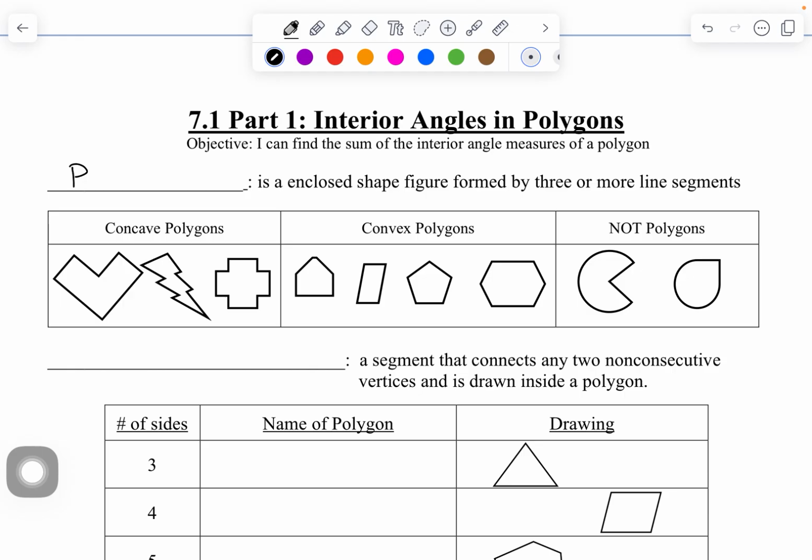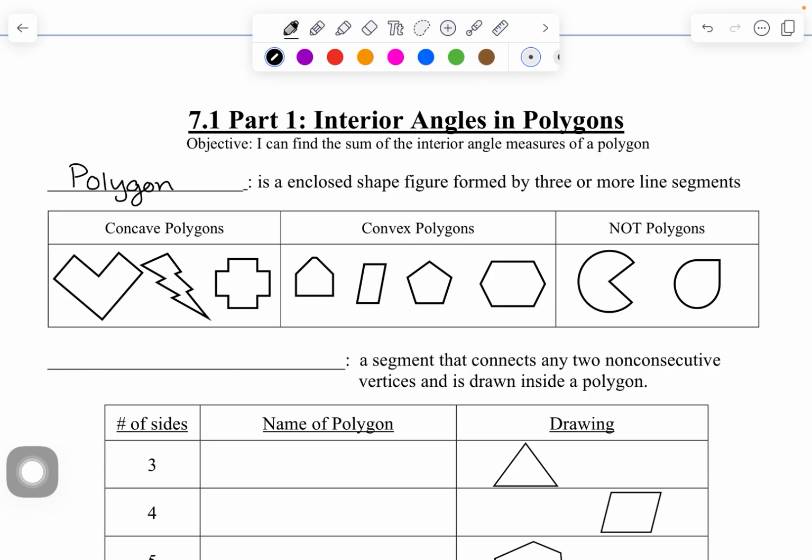So a polygon is an enclosed shape formed by 3 or more line segments. Now the key thing there is that it is closed and that it is formed by line segments, not curves. All of the sides of a polygon must be straight.